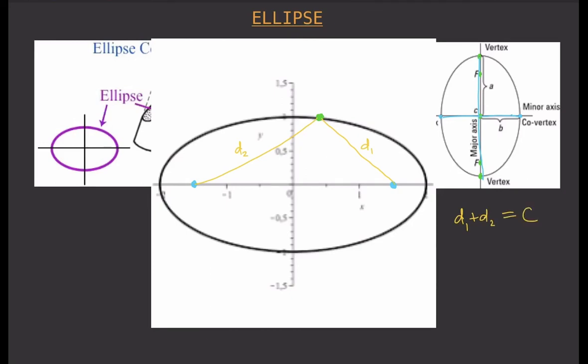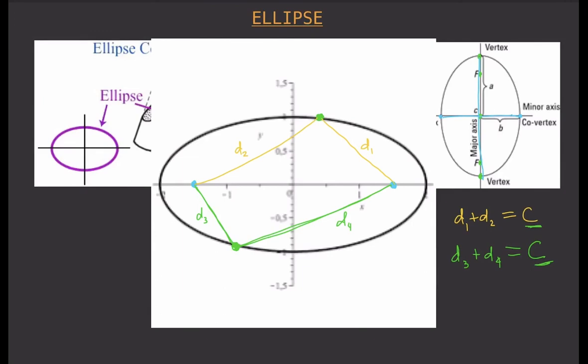But then if you pick another point, say this point right here, and you measure the lengths between the two foci and this point, and name them d sub 3 and d sub 4, if you add d sub 3 plus d sub 4, you're also going to get c. Whatever this value is, you're always going to get a constant value.